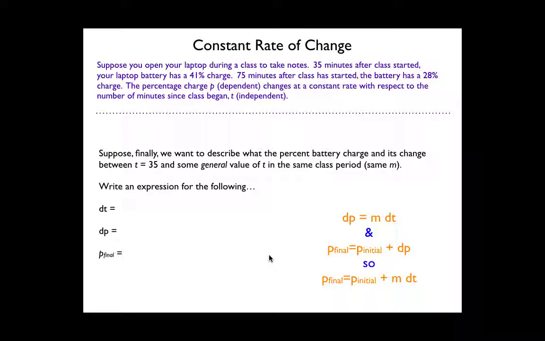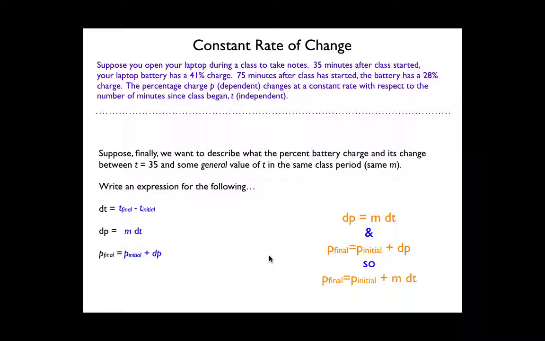Yeah, negative 0.325, right? That's the percent change per minute for t minus 35 minutes. So symbolically, generically, we can talk about final minus initial for a change in t, or an amount of elapsed time, since whatever time we're interested in, in this case from 35 to something mysterious. So the amount of elapsed time during that interval is final minus initial.